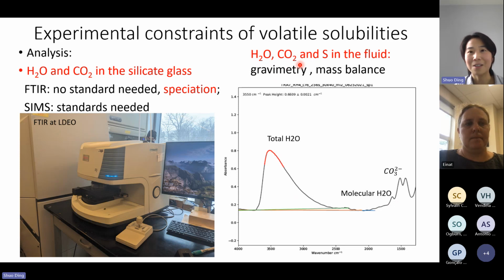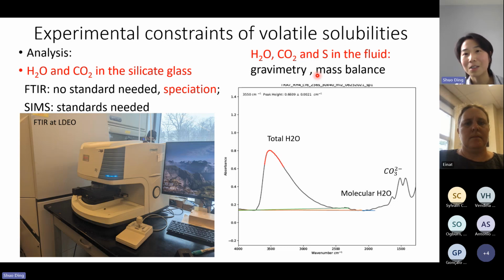Sulfur is then trickier, because, as we'll see later, sulfur does not only go to the gas. It can also be present as a solid phase. So sulfur is a little bit more tricky when you do this kind of experiment. You really want to avoid formation of sulfate or sulfide minerals in the experiments.